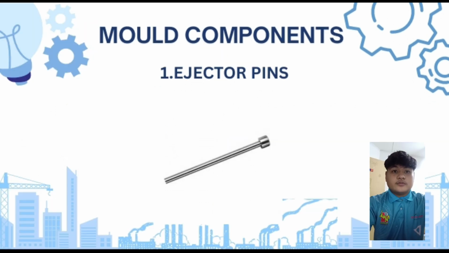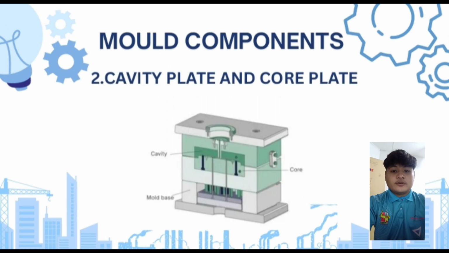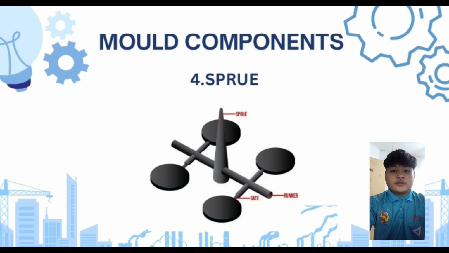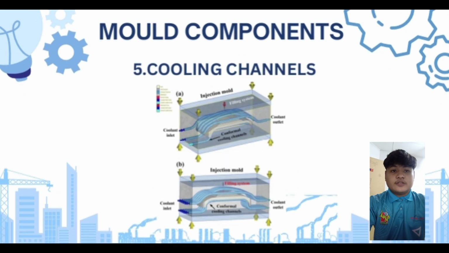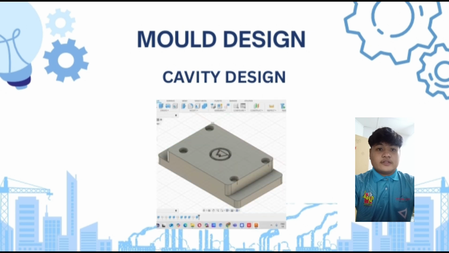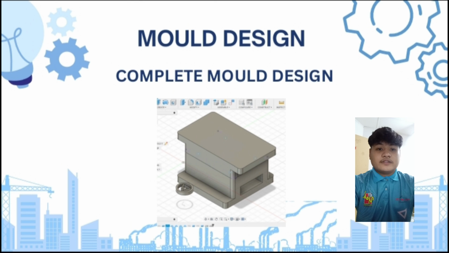Now we go to mold component. Have 5 main component, which are number 1 ejector pin, number 2 cavity plate and core plate, number 3 guide pins and bushing, number 4 sprue, and last cooling channel. So this is my core design and cavity design and complete mold design.